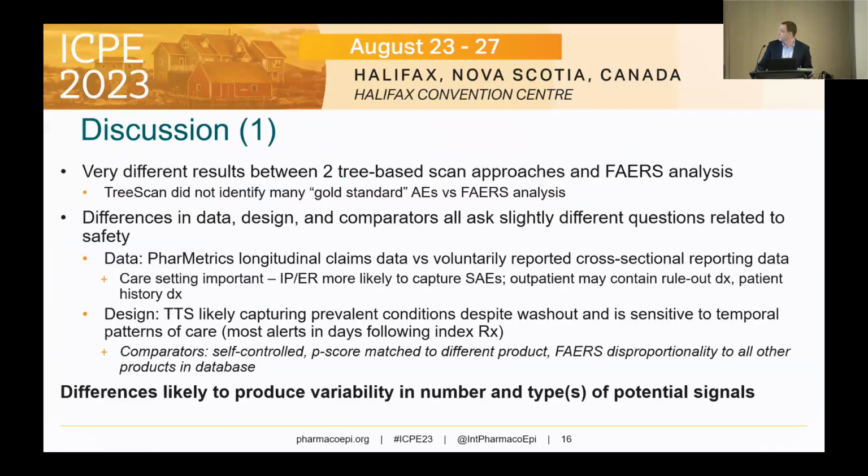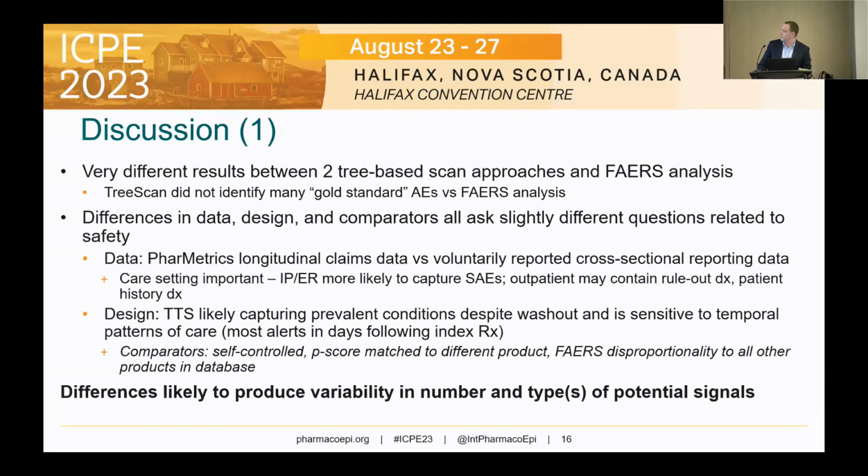So what do we make of this? Clearly, we see big differences both in the numbers and types of signals between tree scan approaches, as well as between tree scan and our disproportionality analyses. So why? Well, we've used different data. We've used different study designs with different comparators. And as a result, we've really asked different scientific questions about the same product. So perhaps it's not surprising then that we would see very different signals emerge from these analyses.